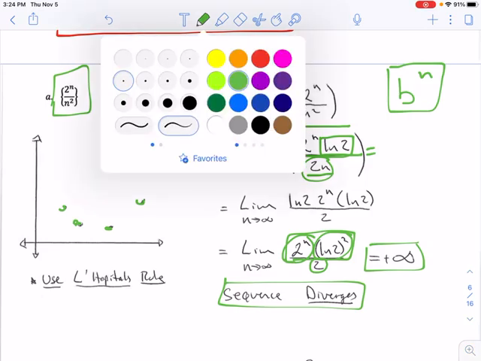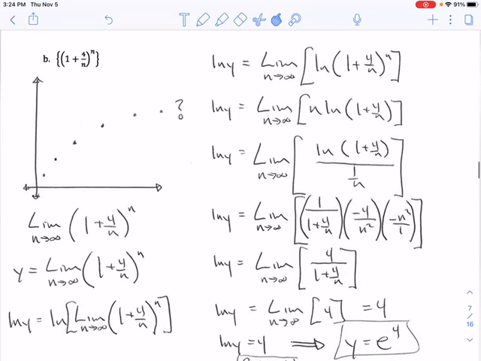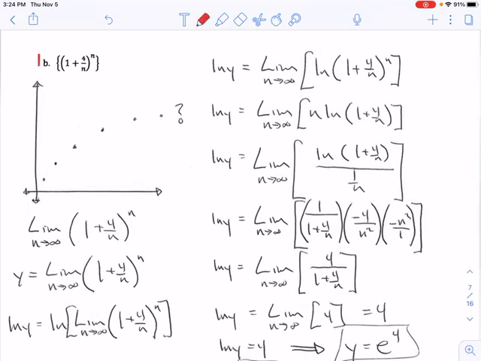Let's go to red. All right, the next one. Oh, this is a good one. So if we plot this sequence, it's kind of hard to tell if it's converging or diverging. It's going up, it's increasing, but at a decreasing rate. Now, just because it looks like it's converging doesn't mean that it is converging. Right? Sometimes the graph looks like it's converging to something, but it's really not. It's diverging.